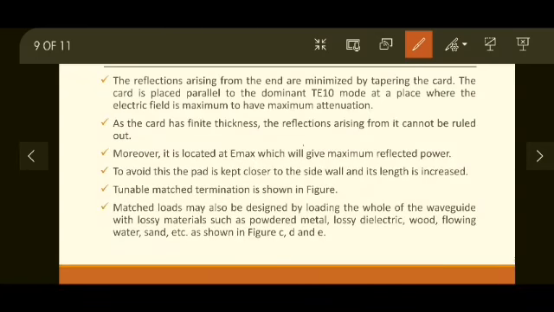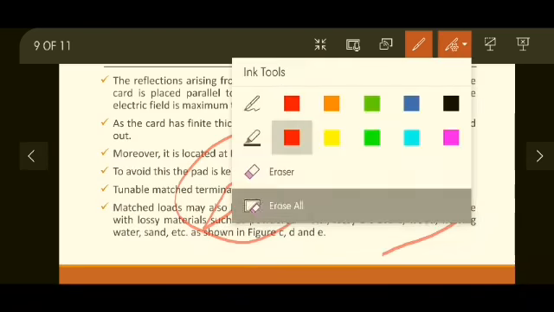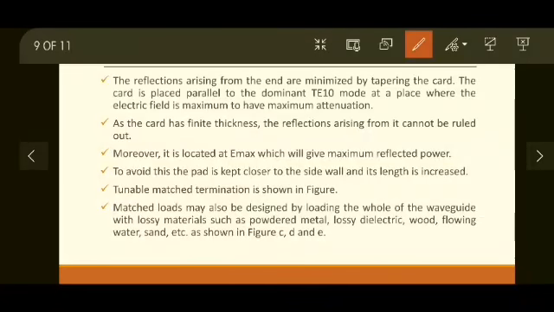A card has a finite thickness. Whatever card we are using, it has a finite thickness. So reflections will be there from this thickness as well. So to avoid it, instead of using this tapered card, we can attach our terminations to the waveguide itself, which is shown in figure C, D, E. You'll see that.